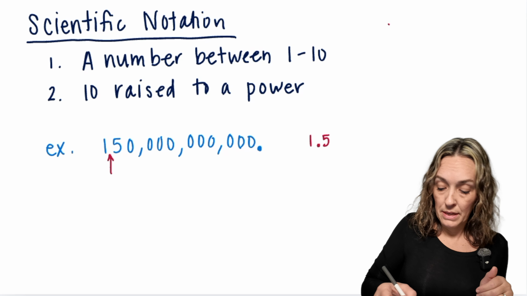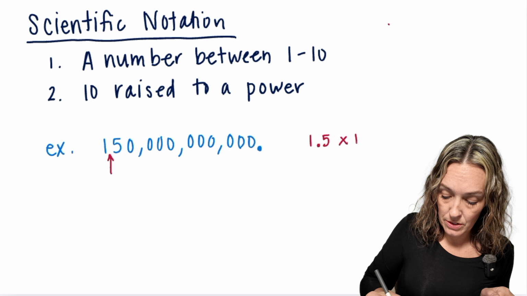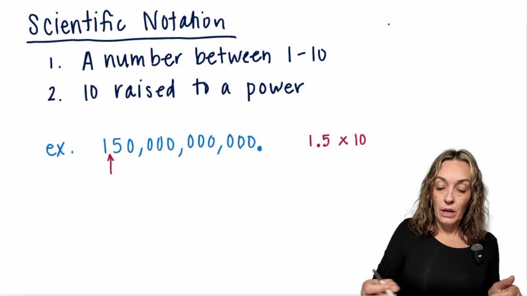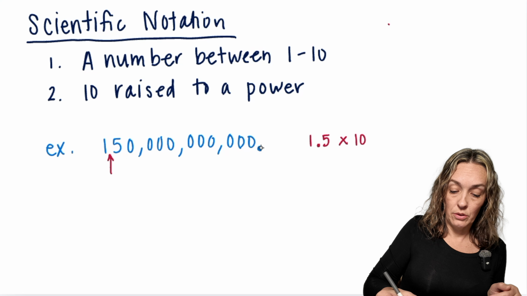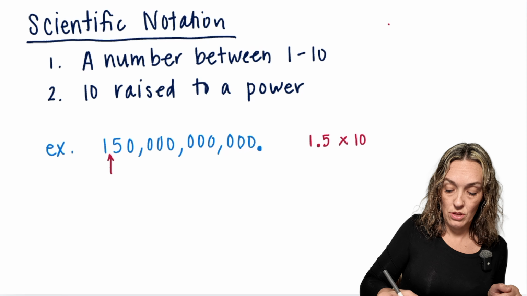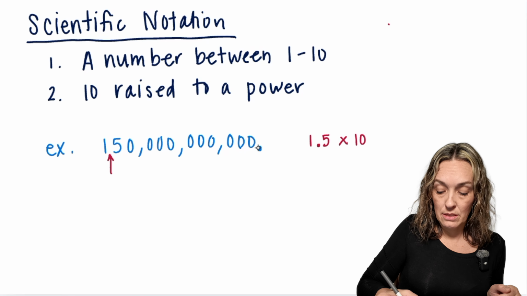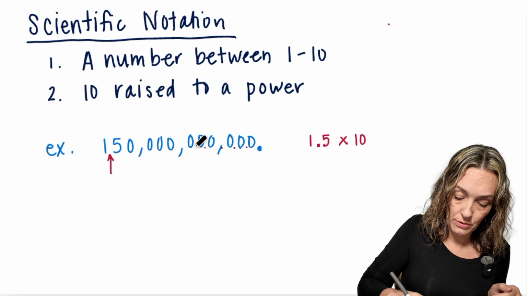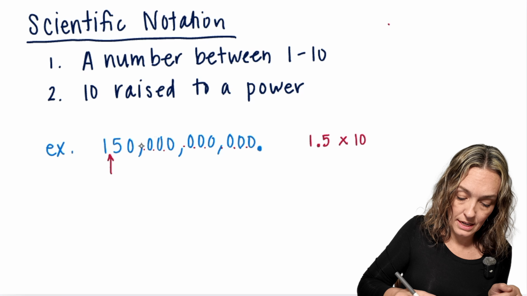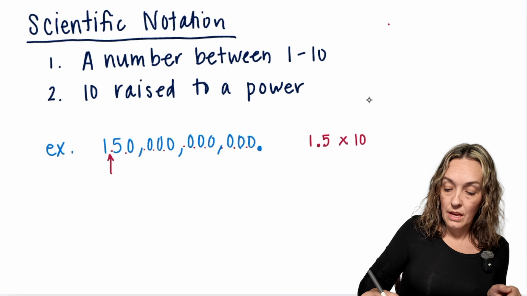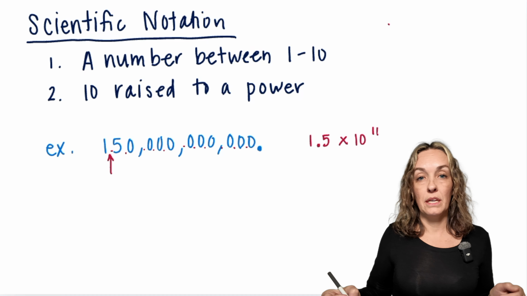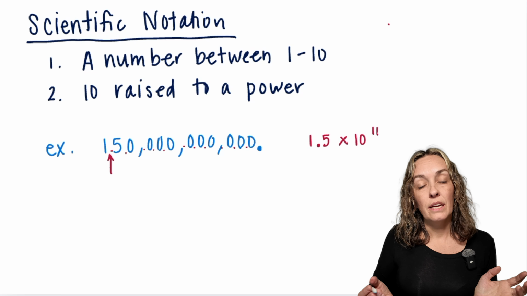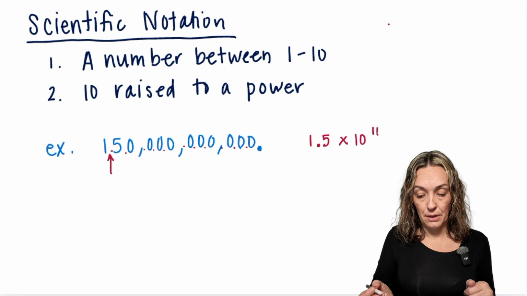In order to make sure they are the same, we're going to add the second part, times 10 raised to a power. To determine the power, we are going to look at the decimal's original location and its current location. We're going to count how many places we had to move it. So start at its original location, 1, 2, 3, 4, 5, 6, 7, 8, 9, 10, 11. That means that our exponent is going to be 11. These two numbers represent the exact same amount. It's just two different ways of writing the number.